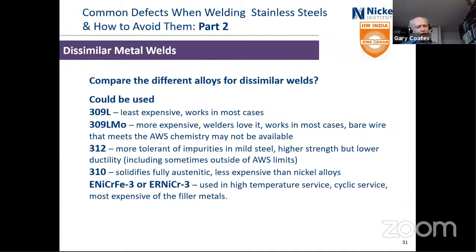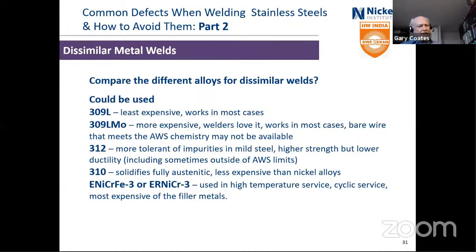There is an issue with bare wire that the chemistry may not meet the AWS requirement. And this is one of those little secrets of the welding industry. They might say 309LMo to AWS A5.9, which is the spec, but the chemistry may not actually meet it. You have to be careful about that when you're doing pressure vessels.